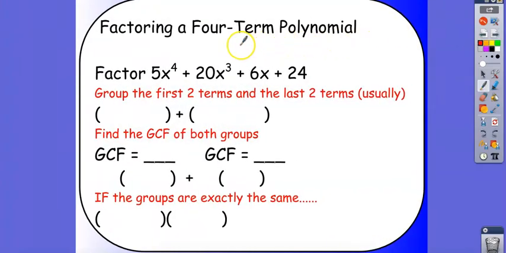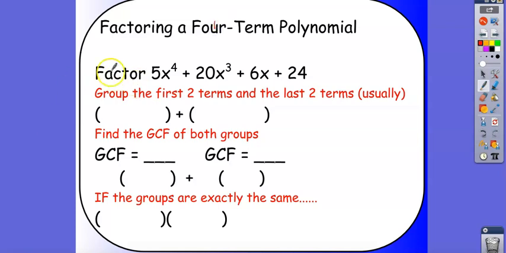Okay, factoring a 4-term polynomial. Here it is. It's got 1, 2, 3, 4 terms. I can't play the game with this one. So I'm going to come over here and get my other pen out, so it's a little bit easier to write on. Let me make sure it's open.